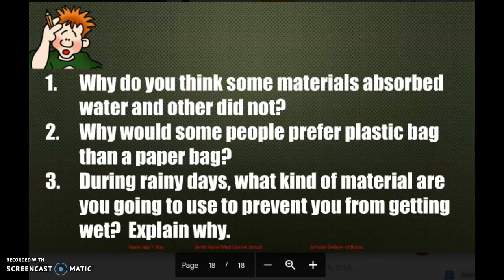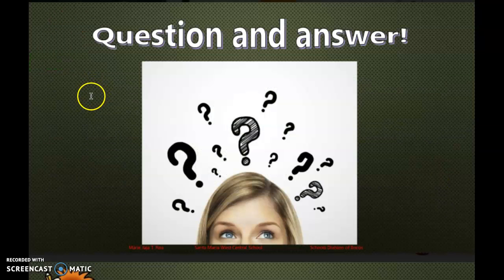And in nature, why do some things absorb water and why do some things repel? Think about it. Ask yourself questions. Look for it around yourself.